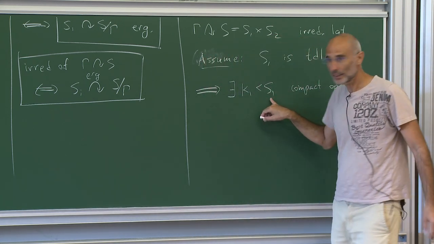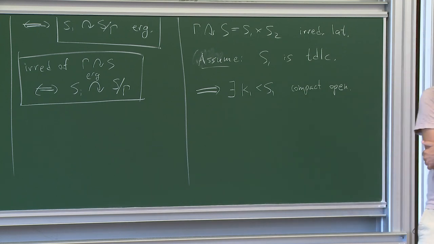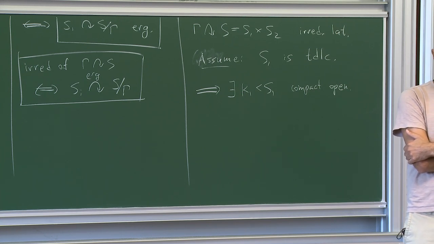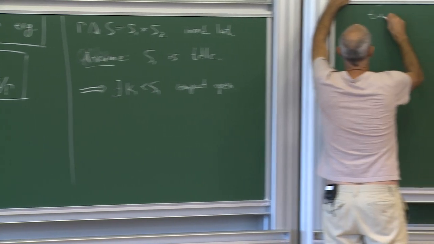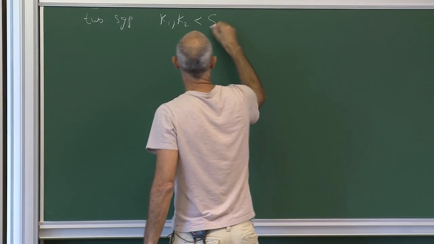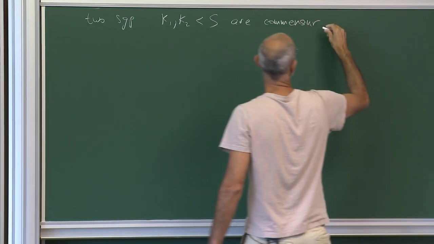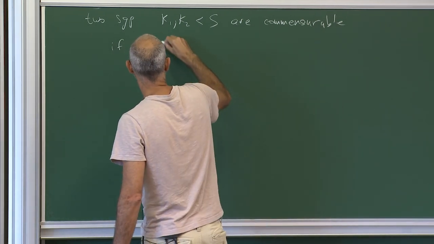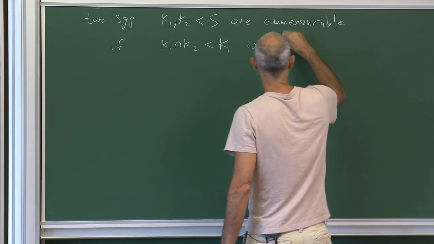Now, a very nice feature of compact open subgroups inside locally compact groups is that they are commensurated. Shall I define the notion of commensurability? K1, K2 in S are commensurable if the intersection inside each is of finite index.